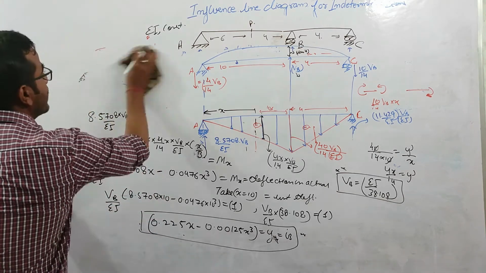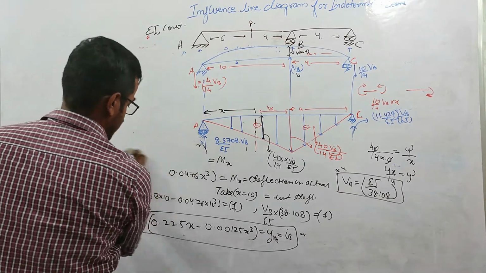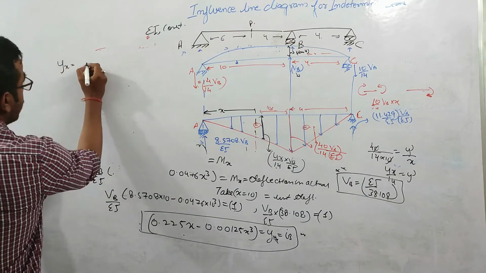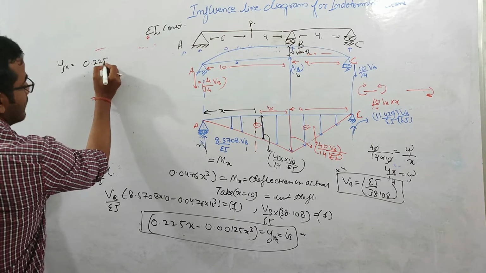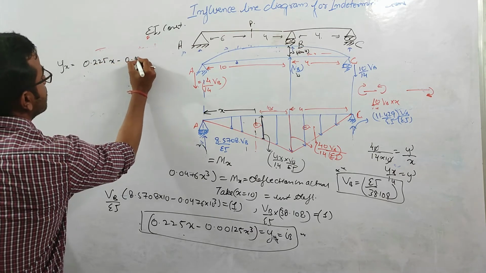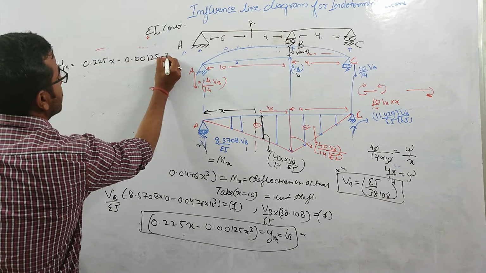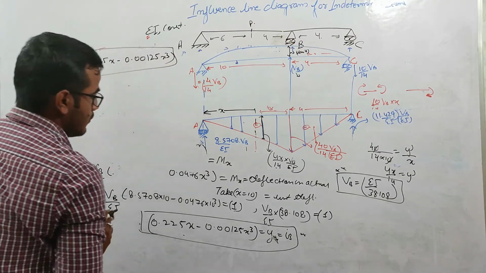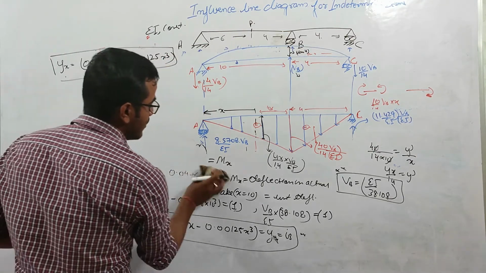So I'll write this over here. The equation of this deflection curve is basically 0.225x minus 0.00125 x cube. So this is the equation of this deflection curve.